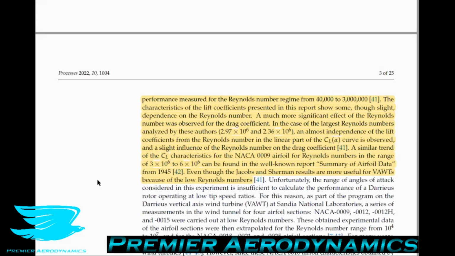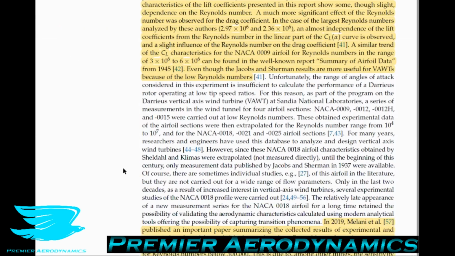So a similar trend for the lift coefficient characteristics of a NACA 0009 airfoil for Reynolds numbers in the range of 3 million to 6 million can be found in the well-known report Summary of Airfoil Data from 1945. So the NACA 0009 airfoil is a symmetrical airfoil, and it's very thin. It's only 9% thickness to chord ratio. Even though the Jacobs and Sherman results are more useful for the vertical axis wind turbine in general because of the low Reynolds numbers, knowing what the characteristics of a NACA 0009 airfoil are is very useful as well.